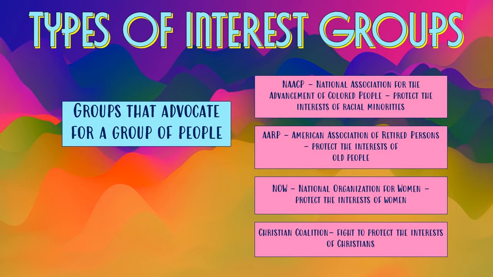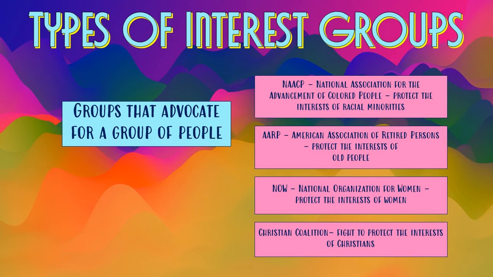Some of our biggest groups that advocate for the interests of groups of people would be the NAACP, the National Association for the Advancement of Colored People. They protect the interests of racial minority groups in the United States. So they don't just focus on one policy, but on all types of policies that would impact different minority groups. The AARP, one of our biggest, most powerful interest groups, the American Association of Retired Persons, protects the interests of older people.